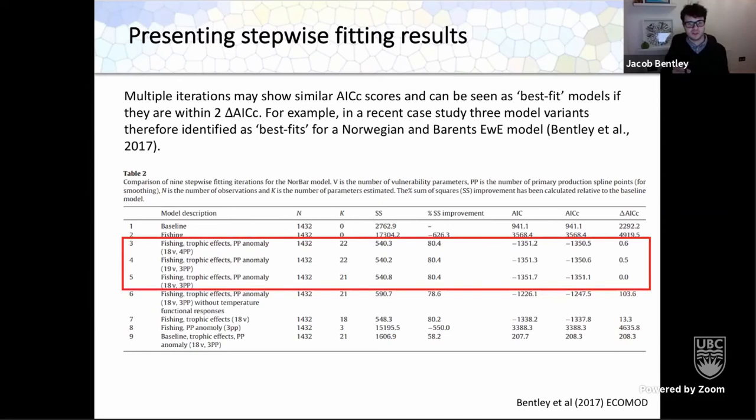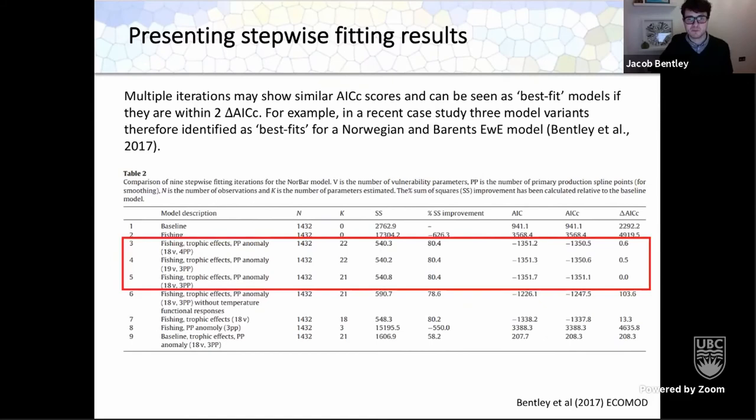I just wanted to highlight here that in some cases you might find that there are multiple models which you can assume are the best models. There tends to be a rule of thumb where if you've got a model that's within two AICc of each other, so these three models here, for example, which are highlighted in the red box, have got really close AIC values. It's below what you'd call delta two. They are considered to all be the best models because they're very close within the statistical fitting. So either one of these can be considered to be the best model in this model set.